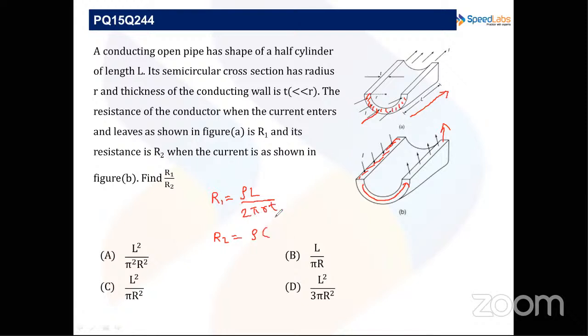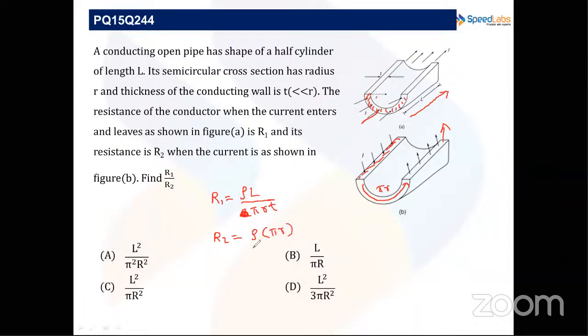Wait, have I made a mistake? It is pi r into t. This is pi r into t, not 2 pi rt. Okay, so it is pi rt only. Now distance traveled is pi r. It's like 2 pi r by 2.